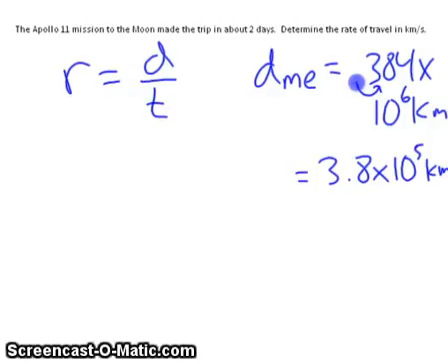Now I'm trying to find the rate, so I need distance, but I also need the time. What is the time? The time is 2 days. But that doesn't help me because I want my rate of travel in kilometers per second. So how many seconds in 2 days?